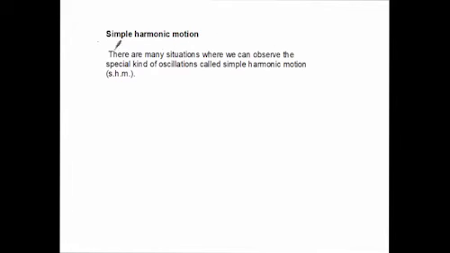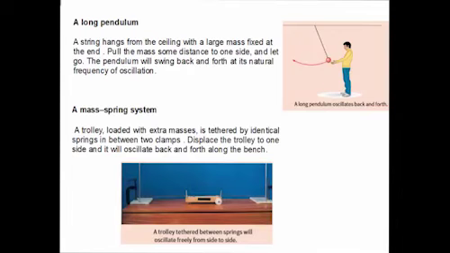Simple harmonic motion as an example of free oscillation. We have so many situations for that. Here, we are only going to talk about a long pendulum and mass spring system. Here, for example, there is a string hanging from a ceiling with a mass at the fixed end. Pulling the mass some distance will cause the mass to swing forth and back about this equilibrium position.